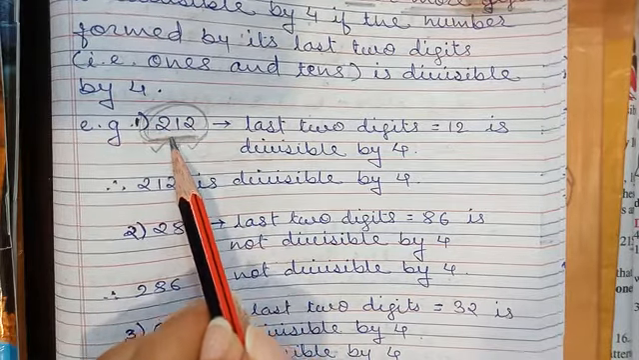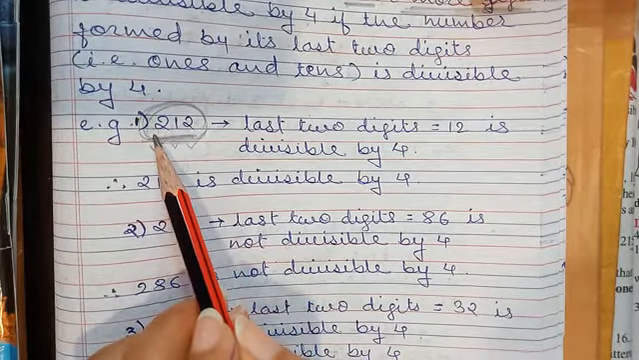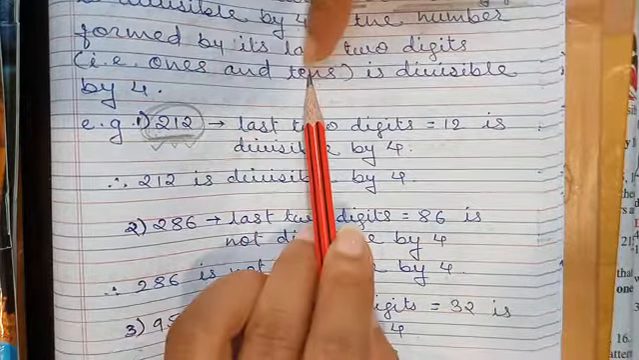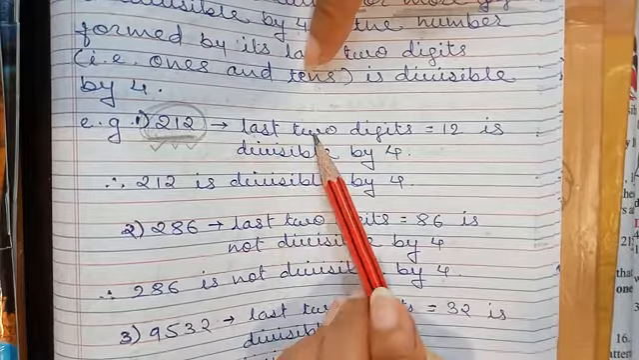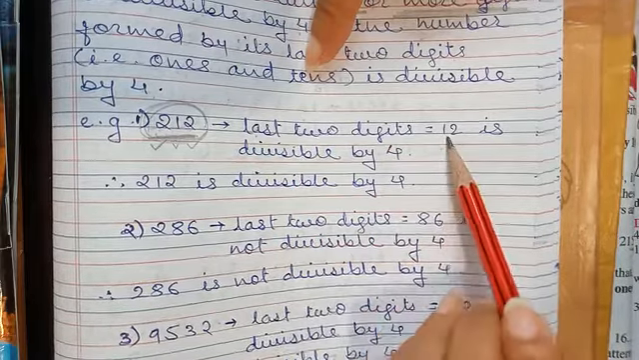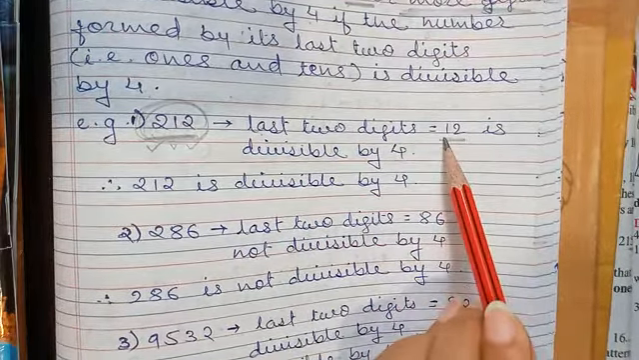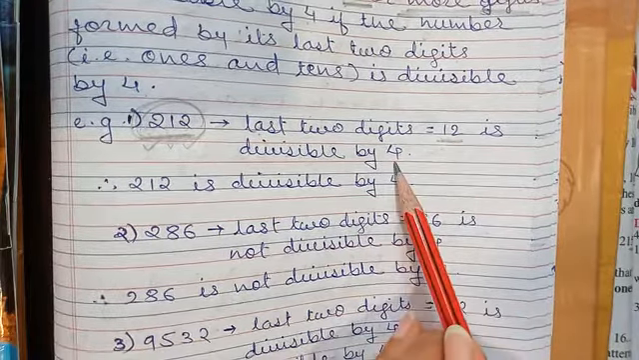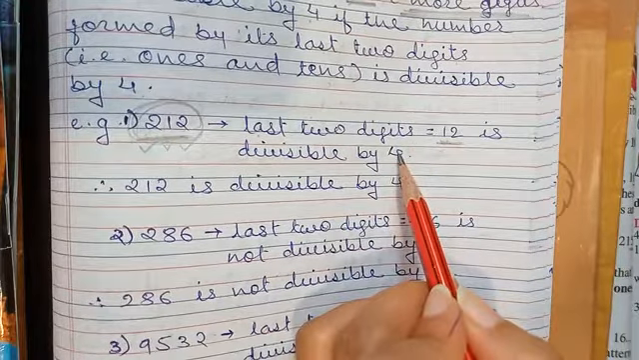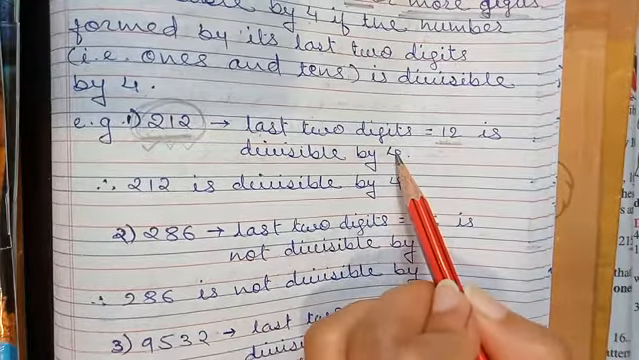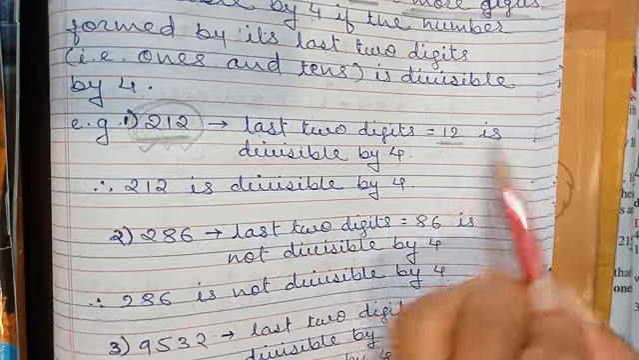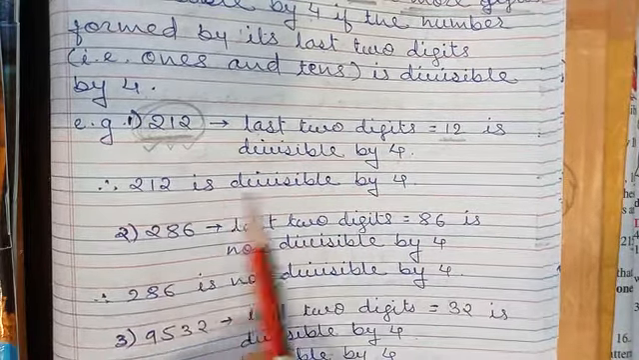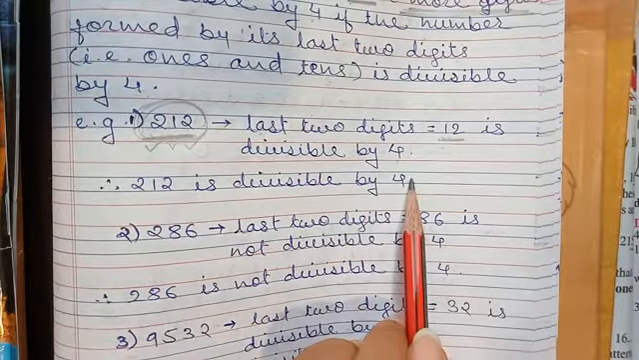And next, if there are 3 or more than 3 digits, then we have to check its ones place and tens place. So the number formed by the last 2 digits is 12. We know that 12 is divisible by 4. If we divide 12 by 4, we can write that 12 is divisible by 4. So we can say that 212 is divisible by 4.